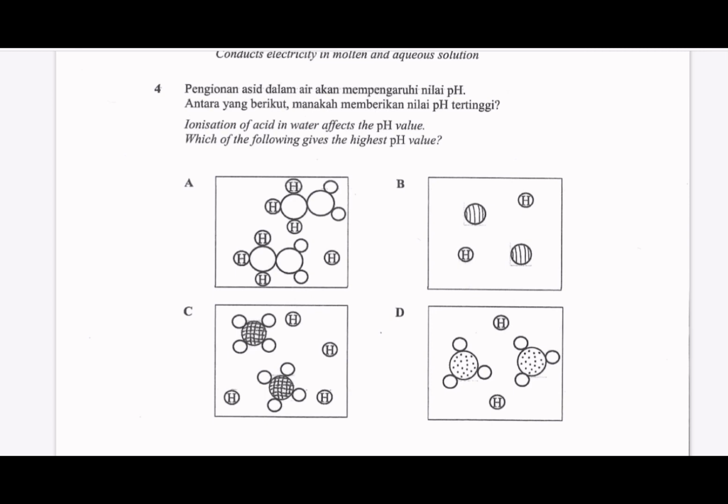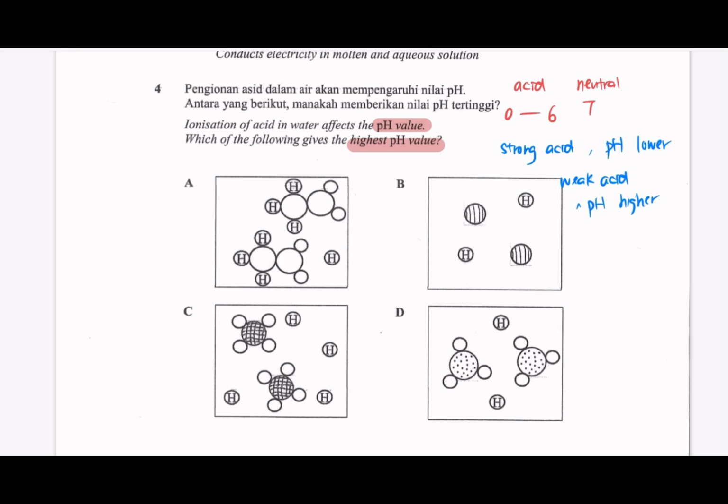Question 4. Ionization of acid in water affects the pH value. Which of the following gives the highest pH value? Okay, we know that a pH value of 7 is neutral. So acids will be less than 7. For the highest pH value, when you have a strong acid, the pH value will be lower. And for a weak acid, the pH value is higher.